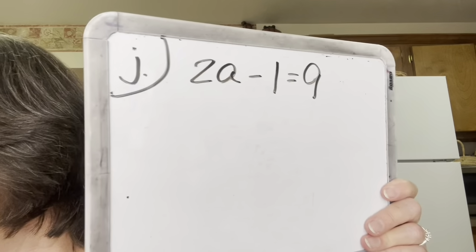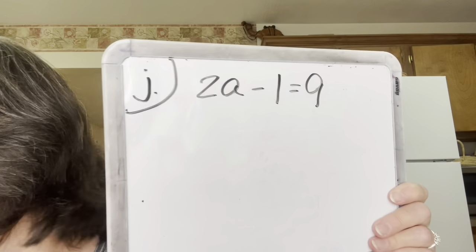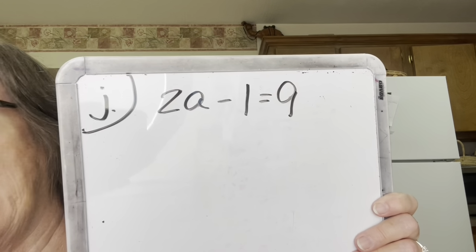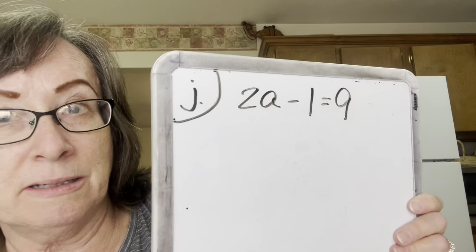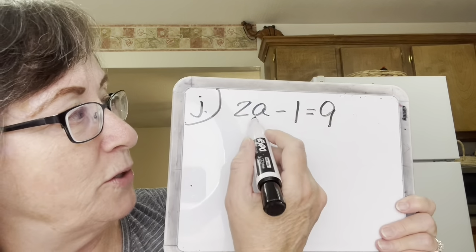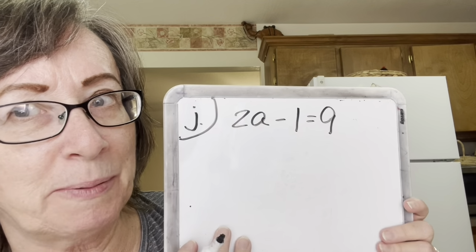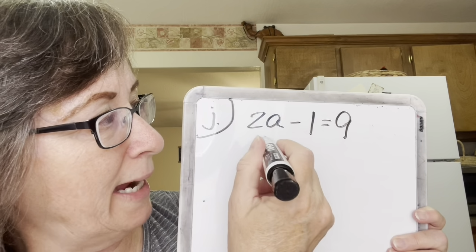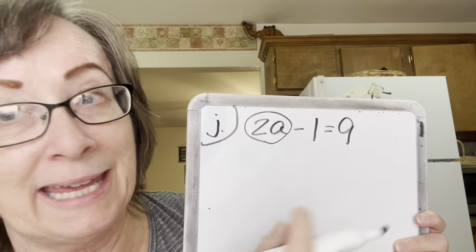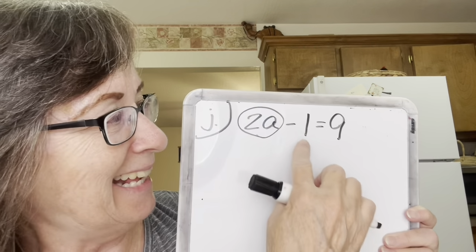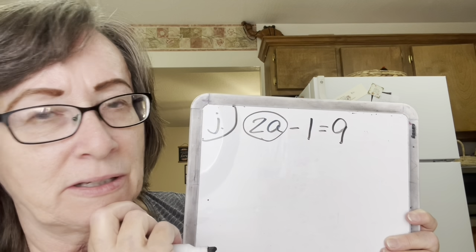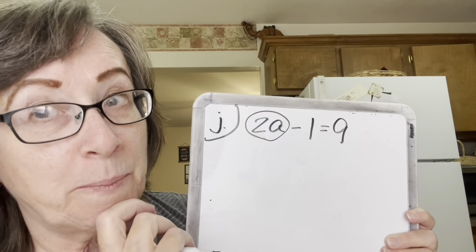Okay, so now this is J, and it says 2a minus 1 equals 9. Okay, this one's getting a little bit more complicated. Remember, we're trying to find out what the a is. Let's get rid of the 1. Now, we could go backwards on this one.